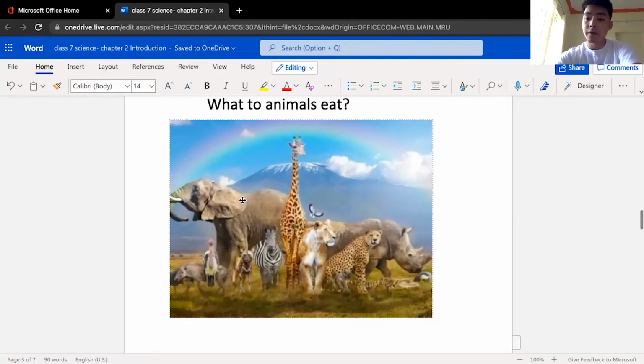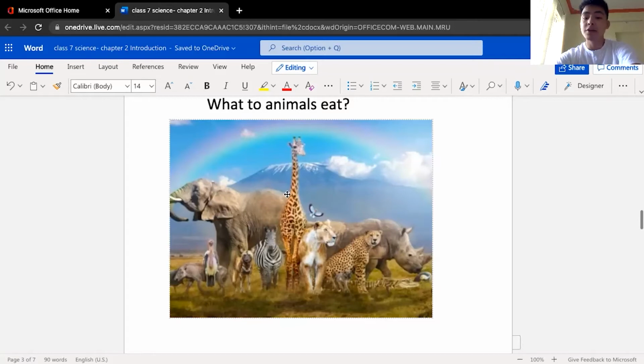So some animals, what do they eat? Take the case of an elephant. They are herbivores, so they rely on a plant diet, yeah.